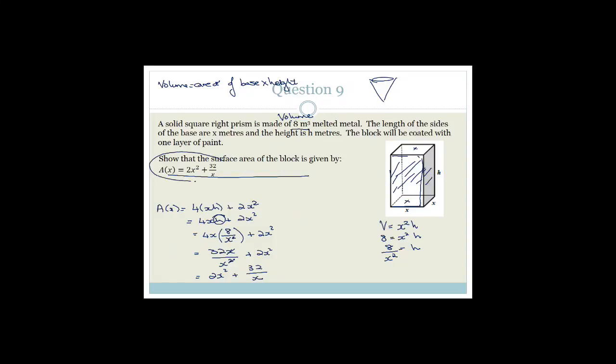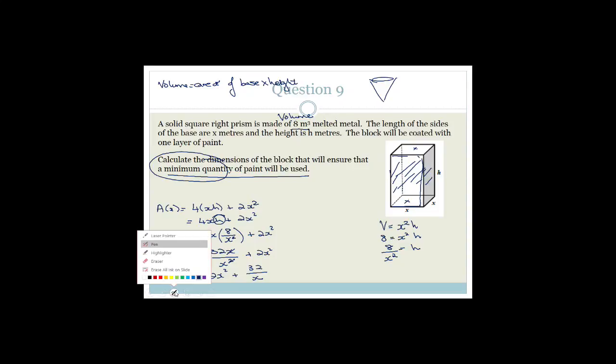If they ask you to show this, they want you to use it. So even if you couldn't do this part of the question, which is worth 3 marks, just by the way, you can still do this part of the question, which is worth 5 marks. So even if you couldn't prove this, you can still use this to do the rest of the question. Okay, so let's do that.